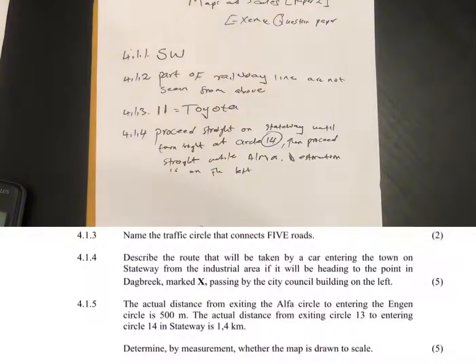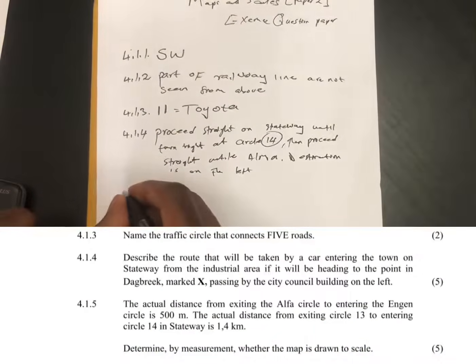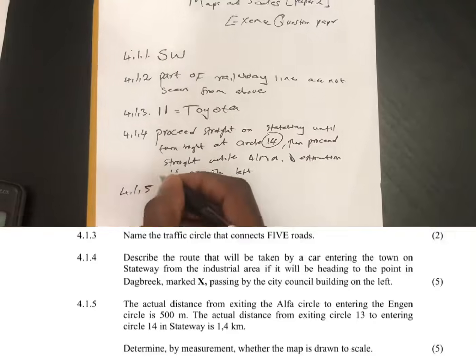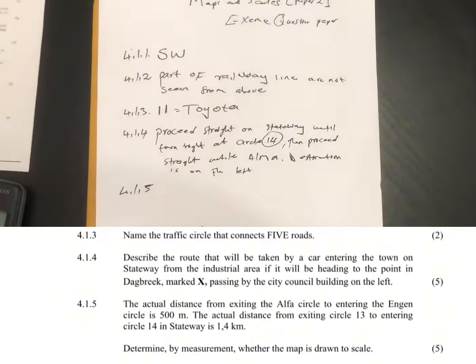Let's move to the next question, which is question number 4.1.5. If you look at question 4.1.5, it says that the actual distance from exiting the alpha circle to entering the engine circle is 500 meters. The actual distance from exiting circle 13 to entering circle 14 in state way is 1,4 kilometers. Determine by measurement whether the map is drawn to a scale.